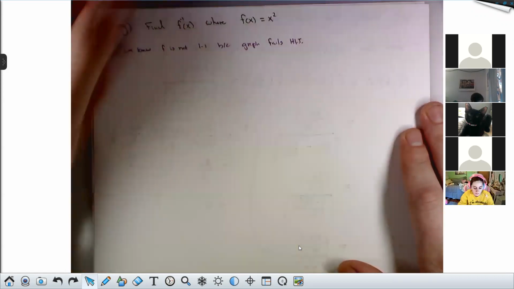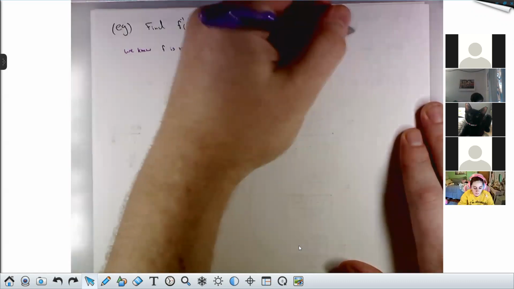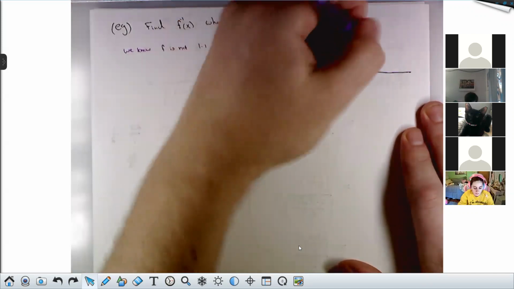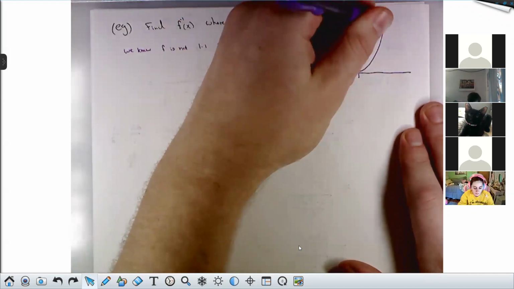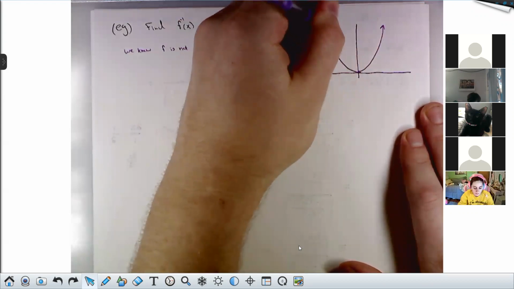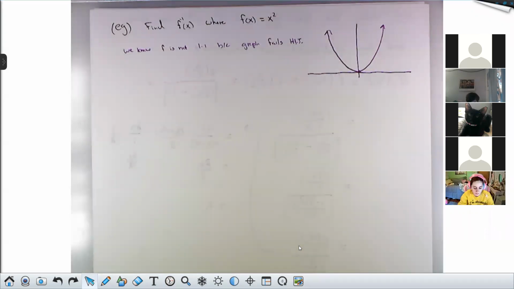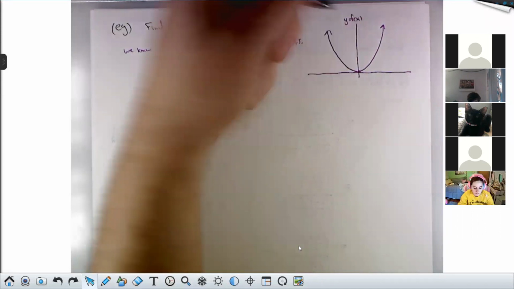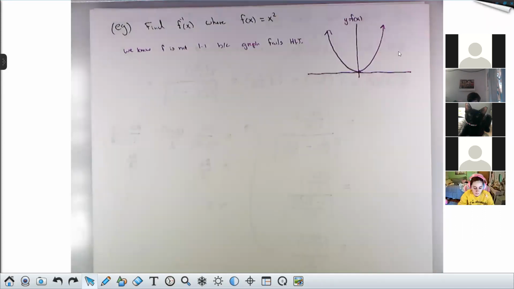I'll draw it because it's going to be helpful for us to think about. This is what the graph of x squared looks like. Definitely, if you draw any horizontal line up here, it's going to hit that graph in more than one place. So we fail the horizontal line test. Unless I do something kind of sneaky.